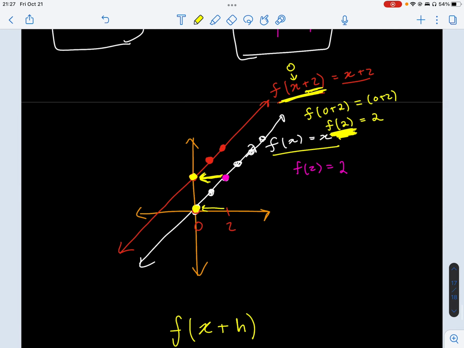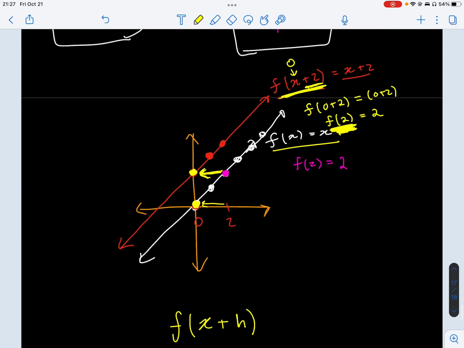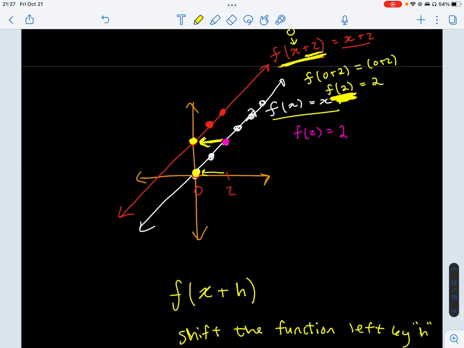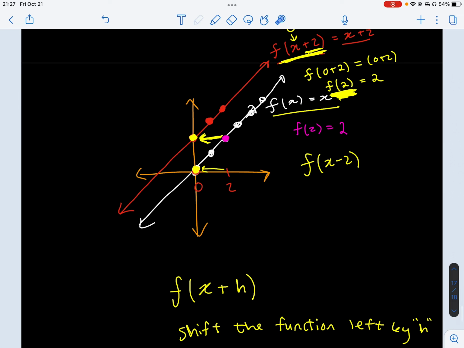Now you might ask, what if it was a subtraction? Well, if you went f of x minus 2, when does x minus 2 equal 2? Because that's kind of what I was using as a reference in the previous example. When does x minus 2 equal 2? Well, if x is equal to 4, then of course you have 4 minus 2 equals 2.